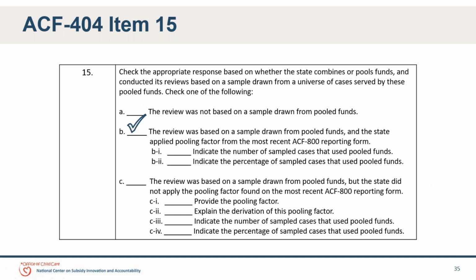depending on whether the pooling factor was from the most recent ACF-404 report. If it was, you would check off B and provide the number and percentage of sampled cases that used pooled funds. If your pooling factor was not from the most recent 800 form, you would check C and answer these 4 items. Give us the number of the pooling factor, explain its derivation, and again, indicate the number and percentage of sampled cases that use the pooled funds.